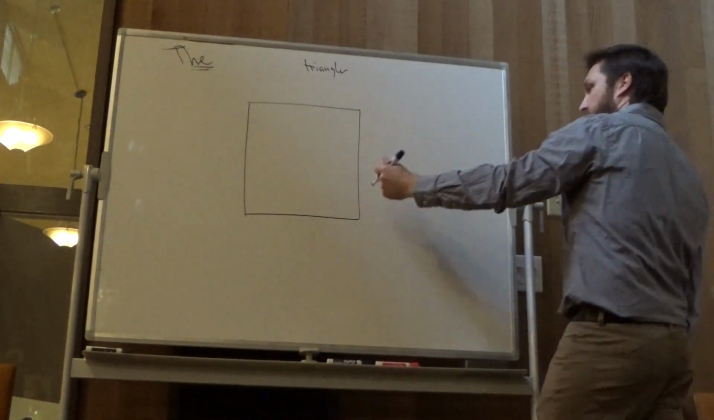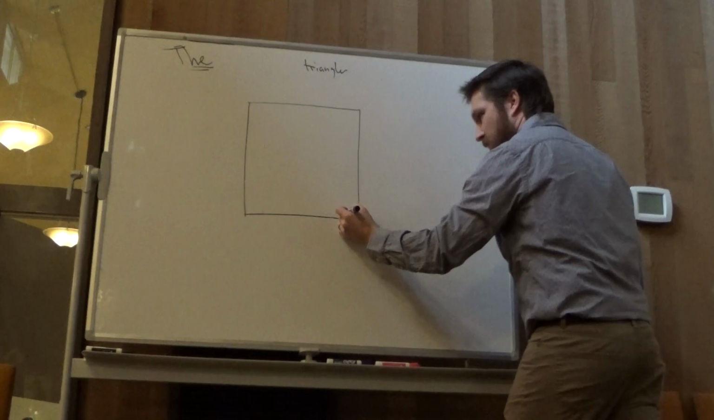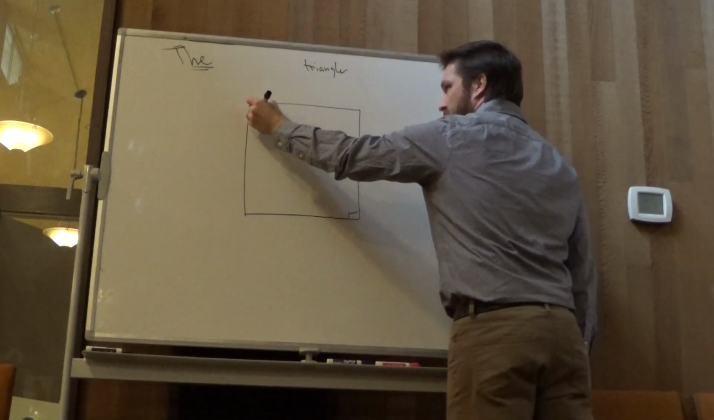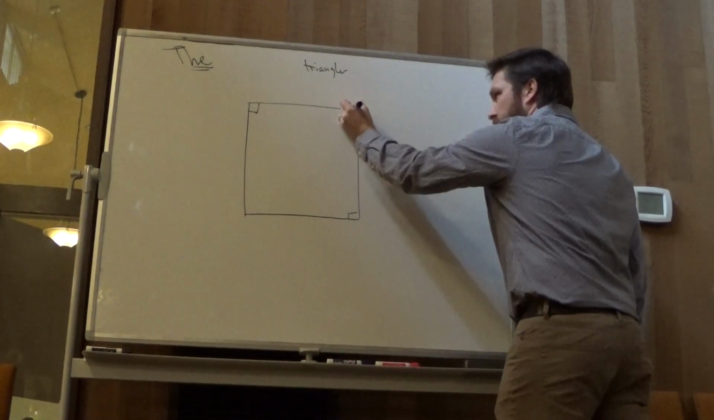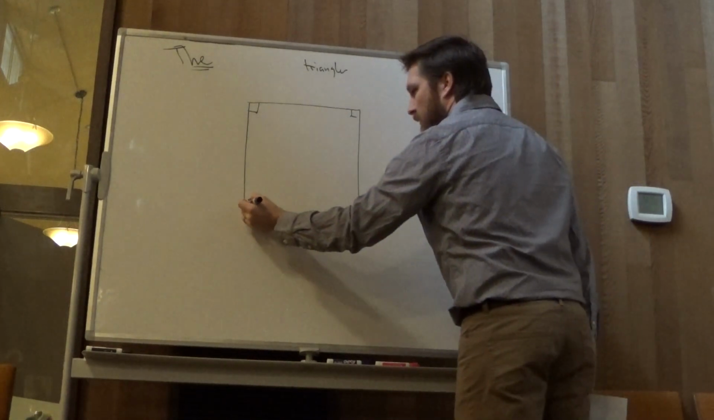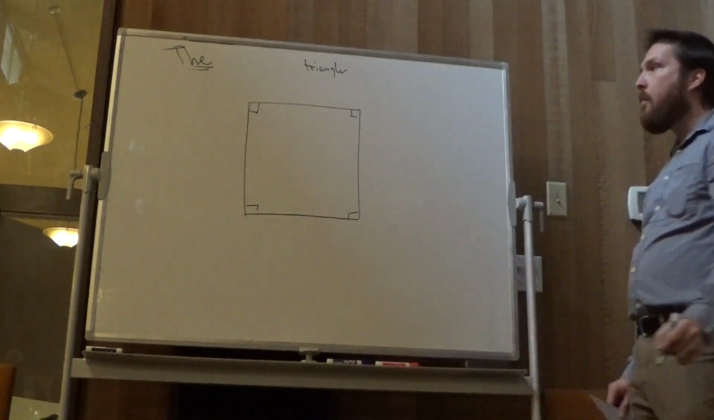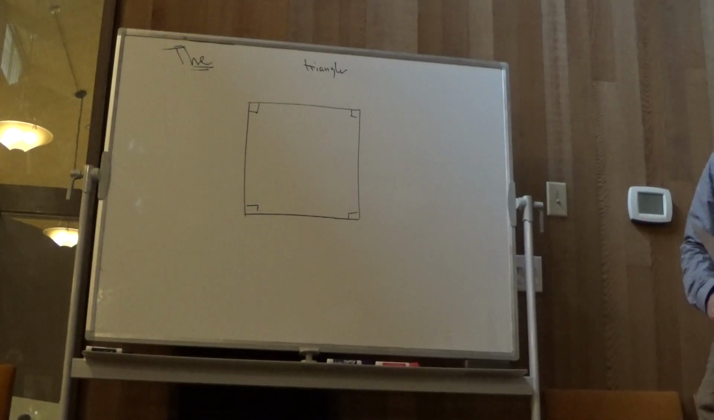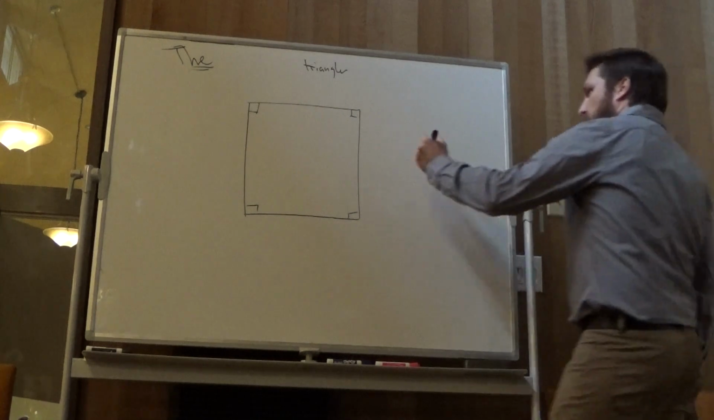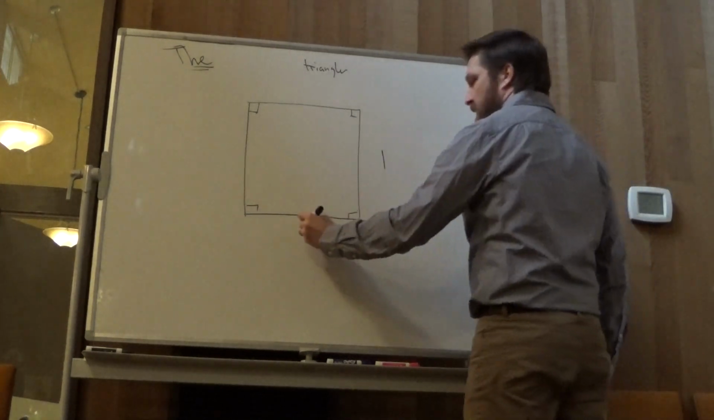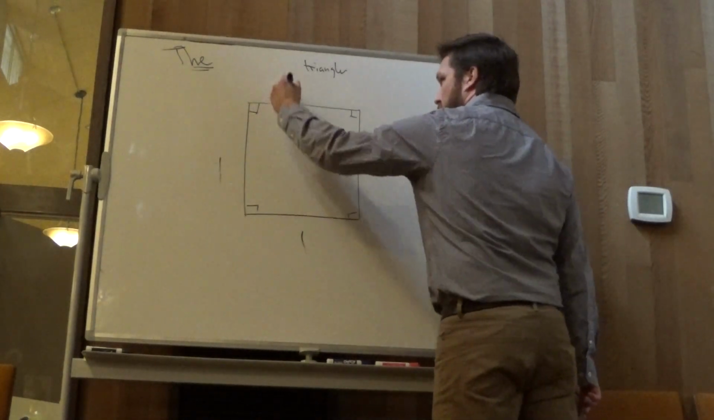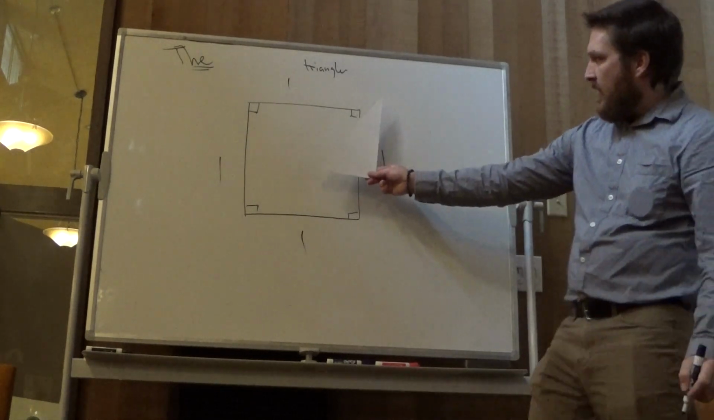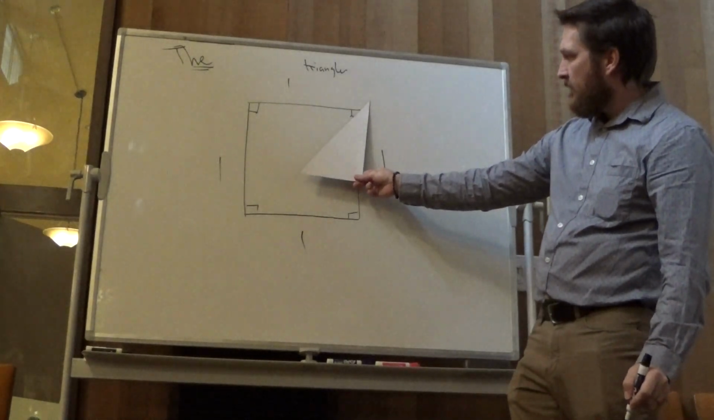What object is this? Square. And so each of those is 90 degrees, right? All of the lengths are exactly the same. And so since all the lengths are exactly the same, let's go ahead and just say it's 1, and 1, and 1, and 1. Now, let's cut this exactly in half this way.